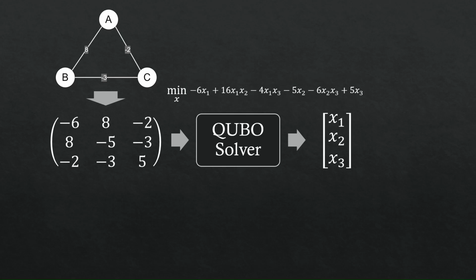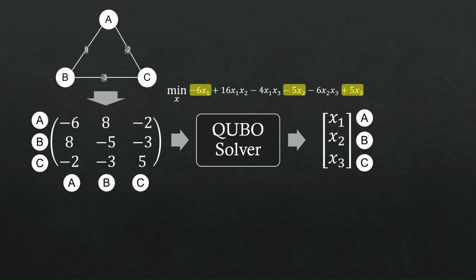Notice here the linear terms in the simplified expression. In other words, these terms with just a single binary variable. The coefficients of these terms are exactly the diagonal elements. Remember that x1, x2 and x3 correspond to nodes A, B and C. Also keep in mind the positions of the elements in the matrix correspond to the nodes in the graph.